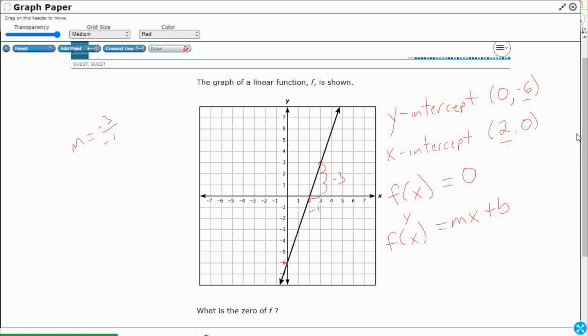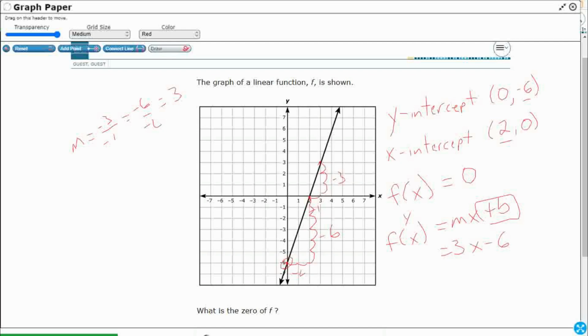We can even go between these 2 points, 1, 2, 3, 4, 5, 6 over 1, 2. So it's going to end up being the same thing. All of that looks like -3. So -3x. We know our plus b is going to be our y-intercept, so that's going to end up being -6.